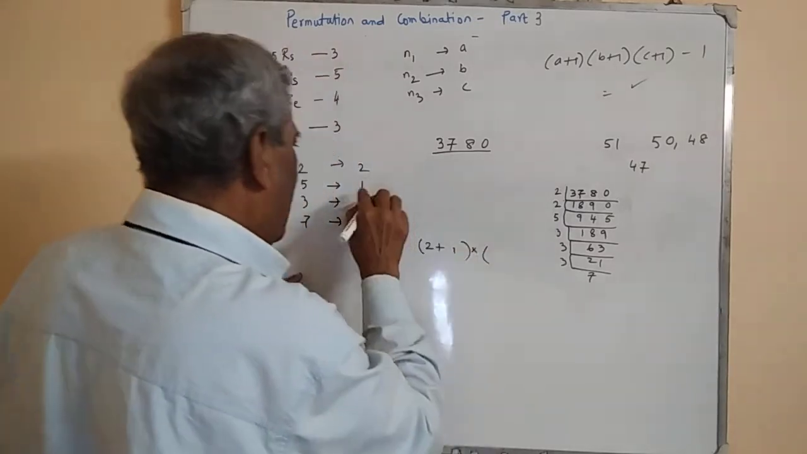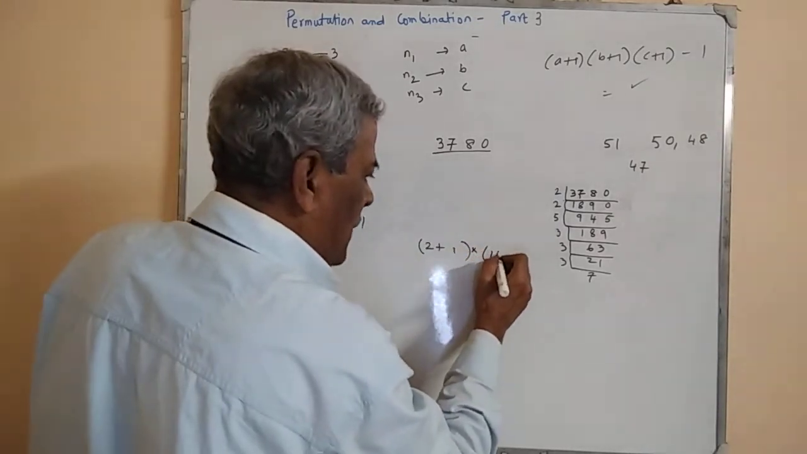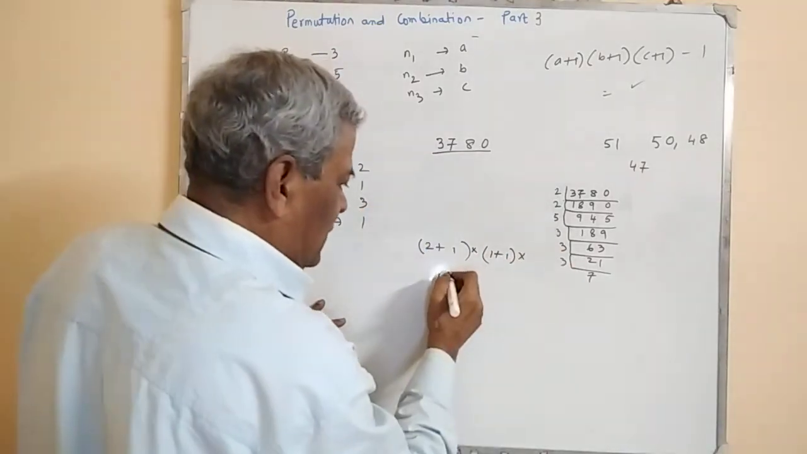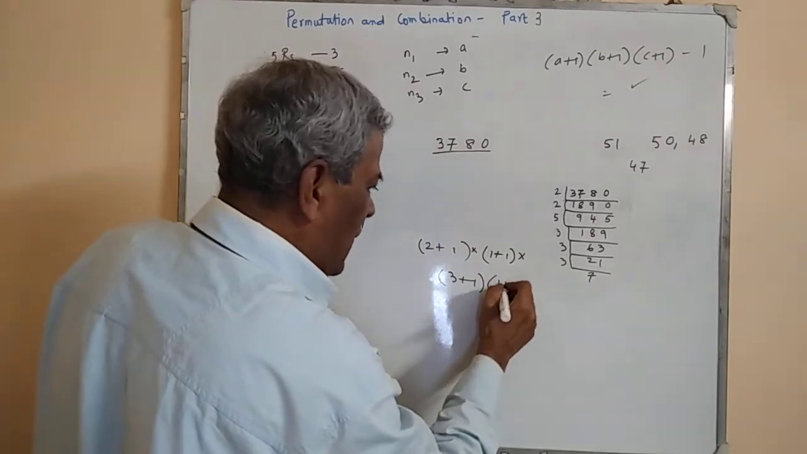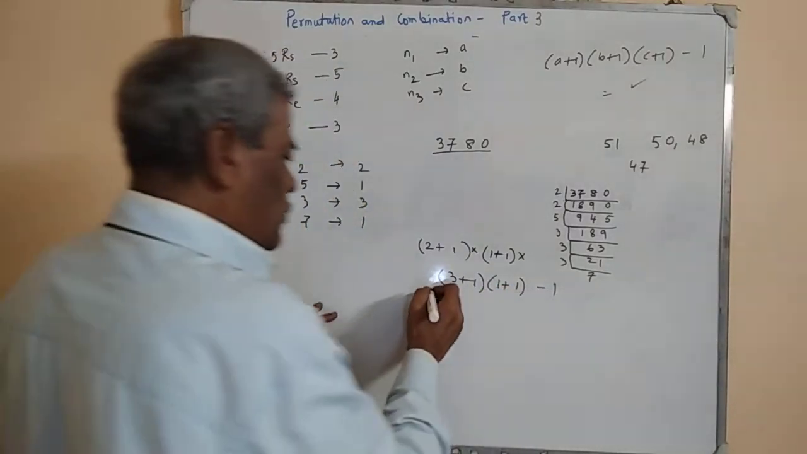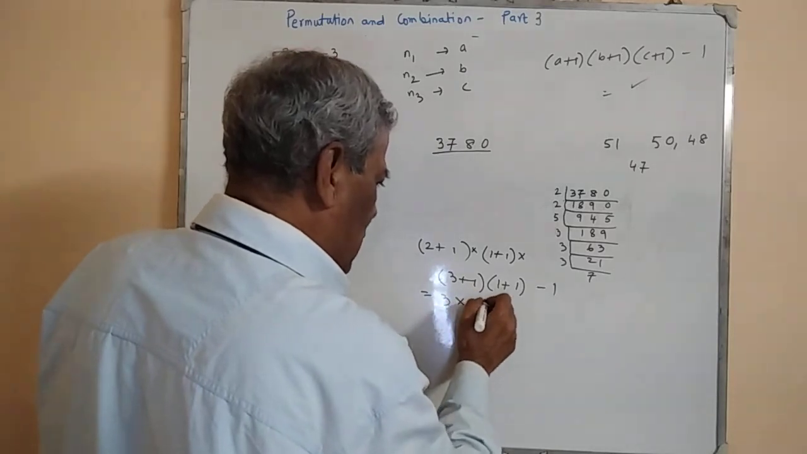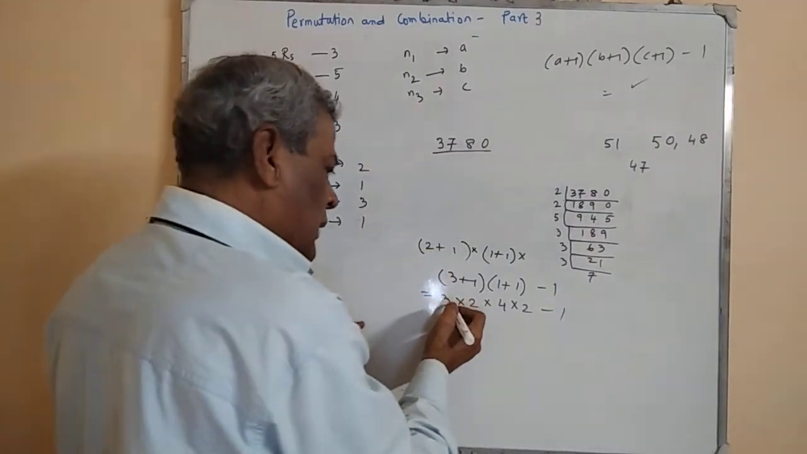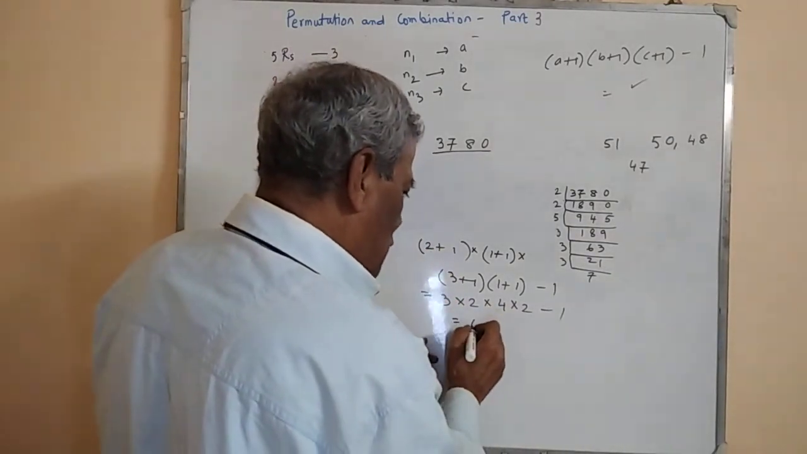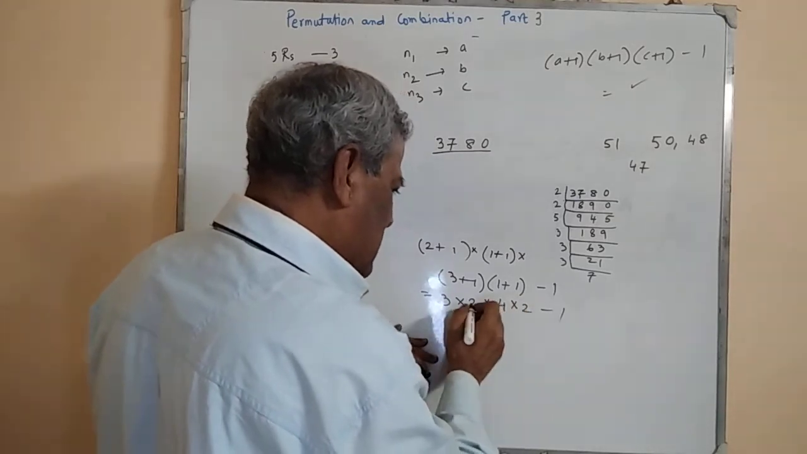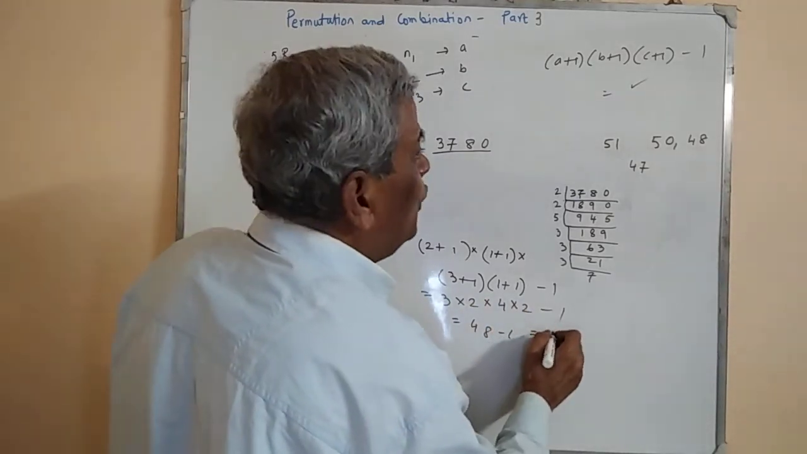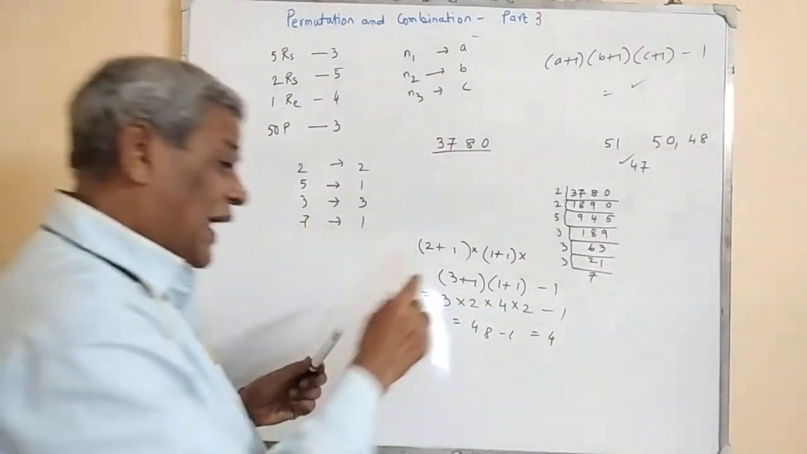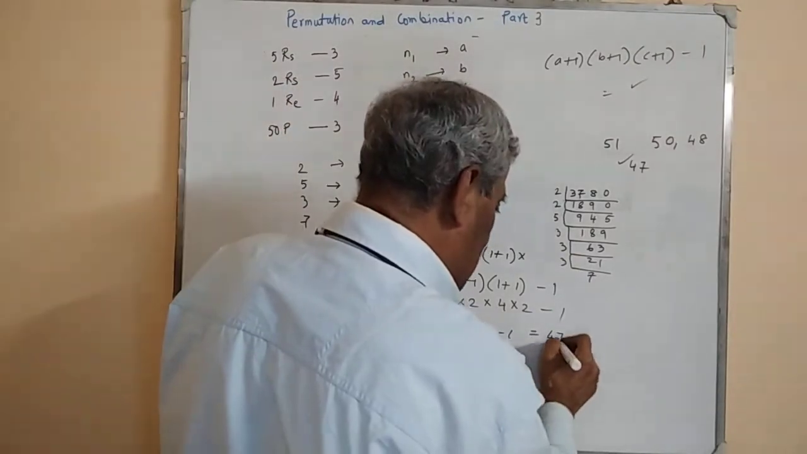Similarly, 5 is repeated 1 time, so 1 plus 1, into 3 is repeated 3 times, 3 plus 1, into 1 plus 1, minus 1. So it is equal to 3 into 2 into 4 into 2 minus 1. So it is actually equal to 6 into 8, 48, minus 1. So 47 is the answer. Mind that. The answer is 47.